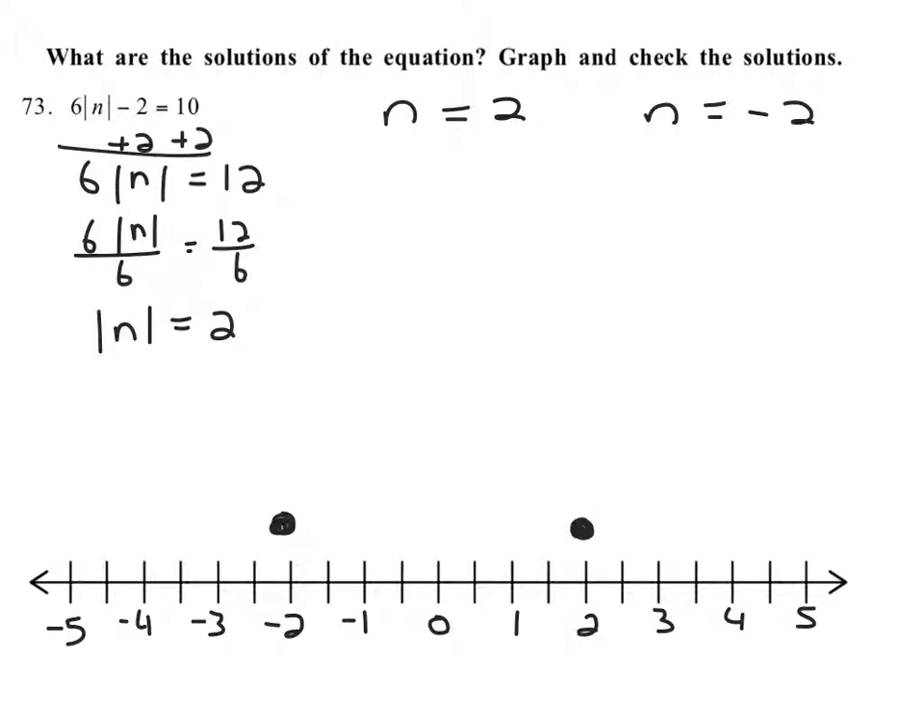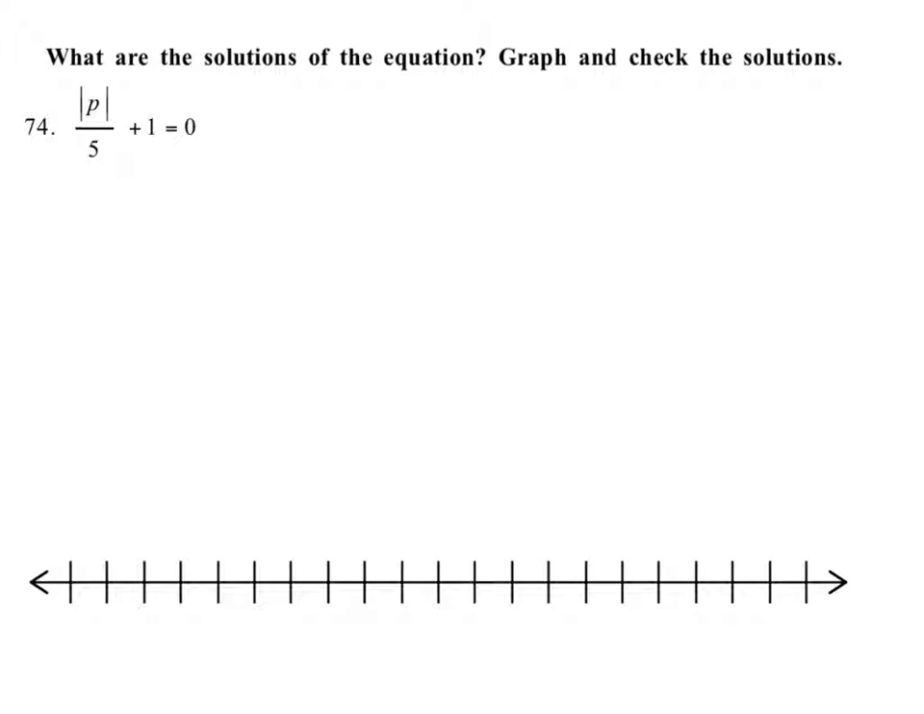But since it's not an inequality, we're not shading some connecting line between them, because the numbers between -2 and 2 aren't solutions. Those aren't numbers that we can put in here and get 2 as the absolute value of that. That's the answer. Let's go to the next slide.